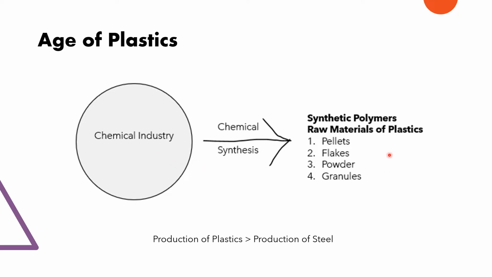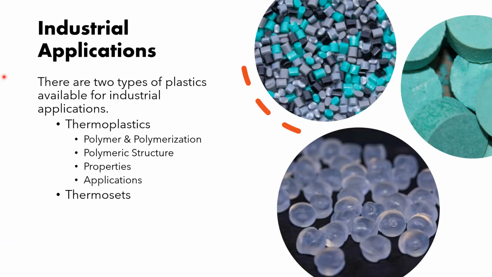So here are the raw materials of plastics, and they come as pellets, flakes, powder, or granules. These are all synthesized chemicals, and we call them by a special name, synthetic polymers, because they have a molecular structure like really, really long chains, and some of them are cross-linked. For industrial applications, we use 2 main types of plastics: thermoplastics and thermosets, or thermosetting plastics. I call them thermosets.